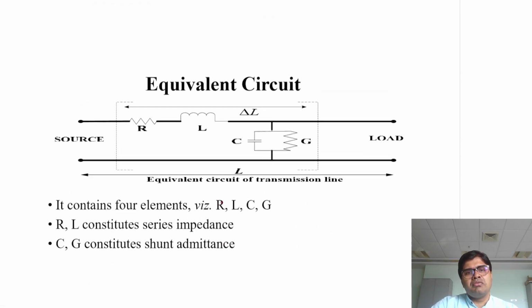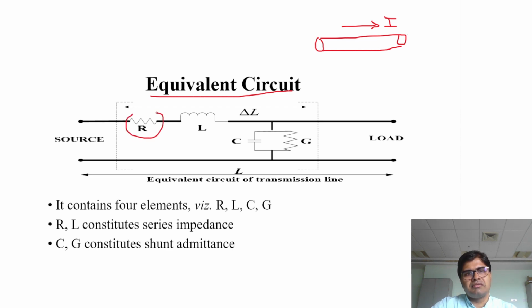Now, how can we model a transmission line mathematically? What is the equivalent circuit? Suppose a current carrying conductor is carrying a current. By the property of the material itself, it will offer some resistance to the flow of current. So in order to take the resistance effect, a resistance is equivalently presented.